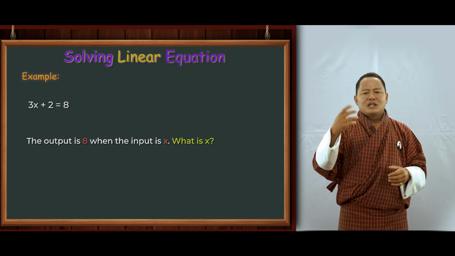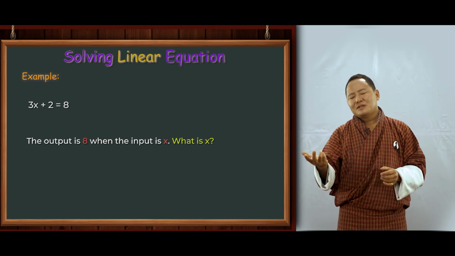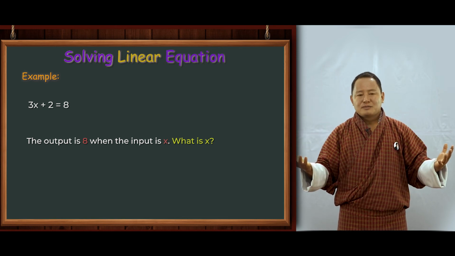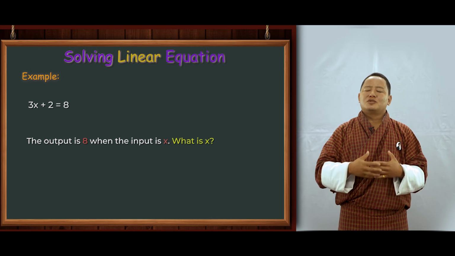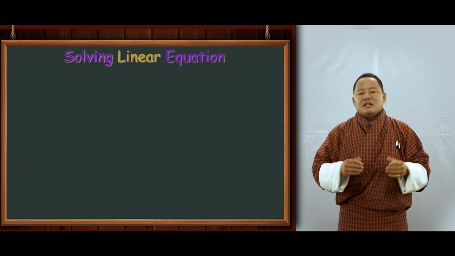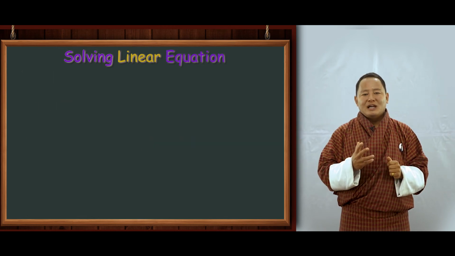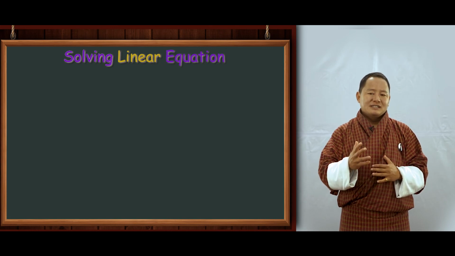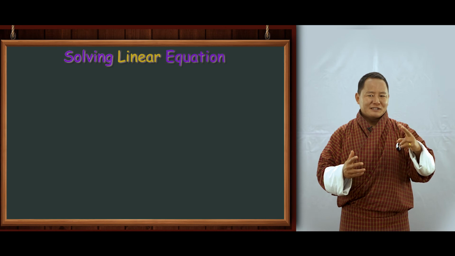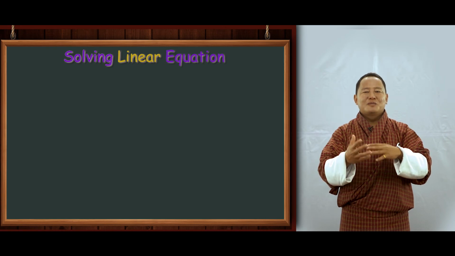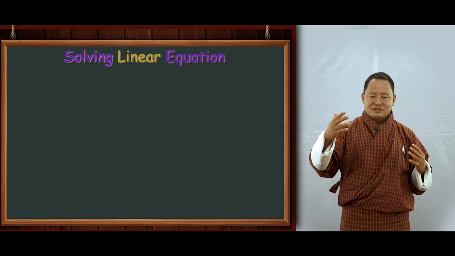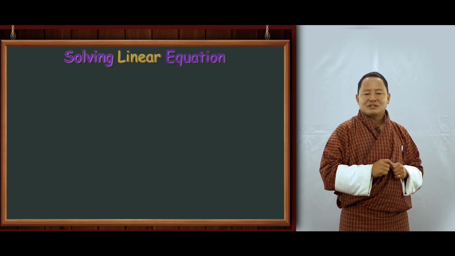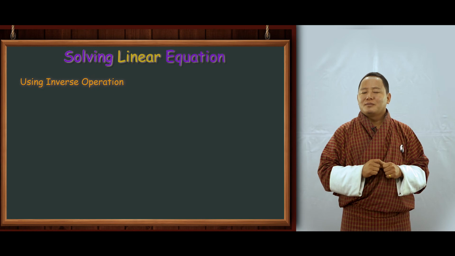Okay, we can also do guess and test, but that may not be possible for very complex equations, and even if it's possible, it will consume a lot of time. So now let us look at how to solve a linear equation step by step, because guess and test that you have studied in lower classes may not be possible for complex equations. So let us look at another method of solving linear equations, that is using inverse operation.